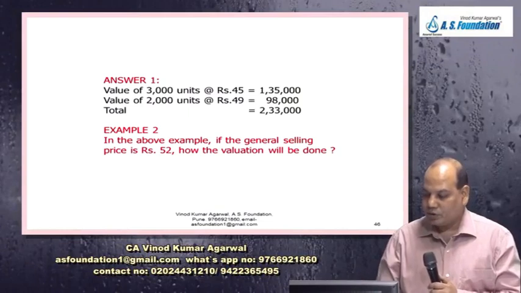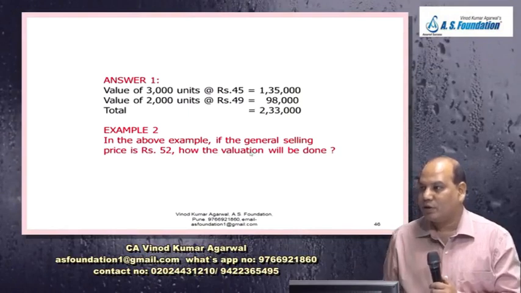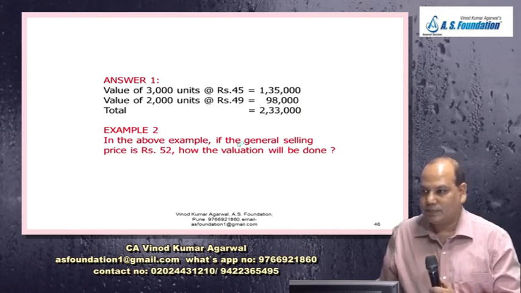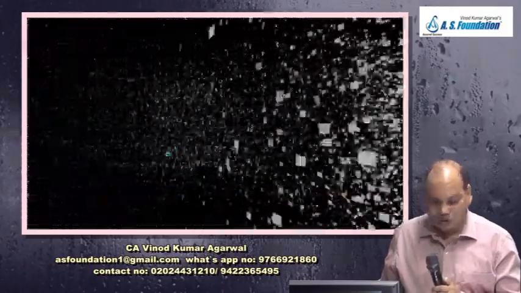2,33,000. Now in the above example, if the general selling price is 50, then how will the valuation be done now? So 3,000 will be valued at 45. And what about the other 2,000? The other 2,000 will be valued at 50, cost or NRV. For the general item, it is 52, so therefore 50.